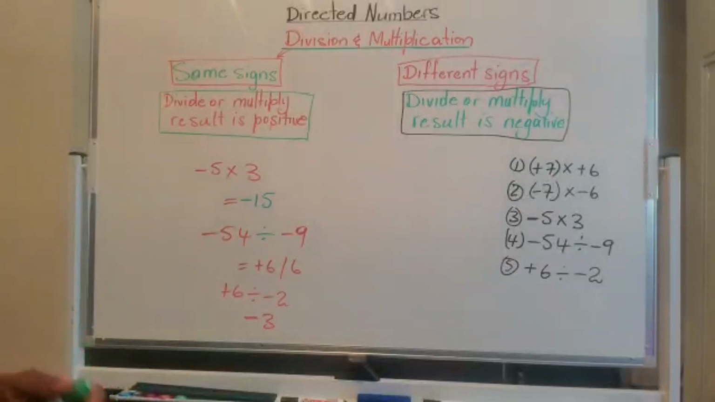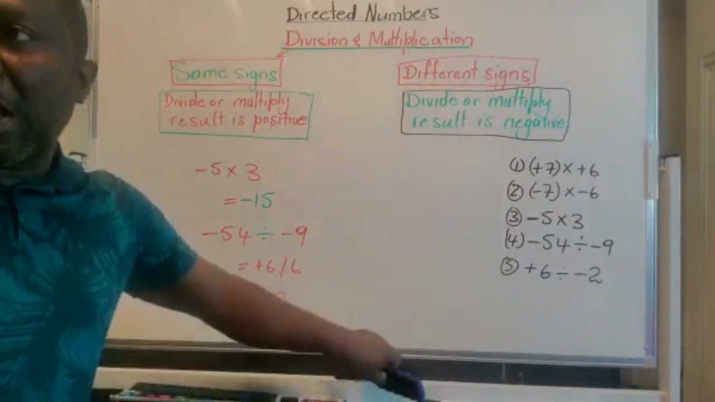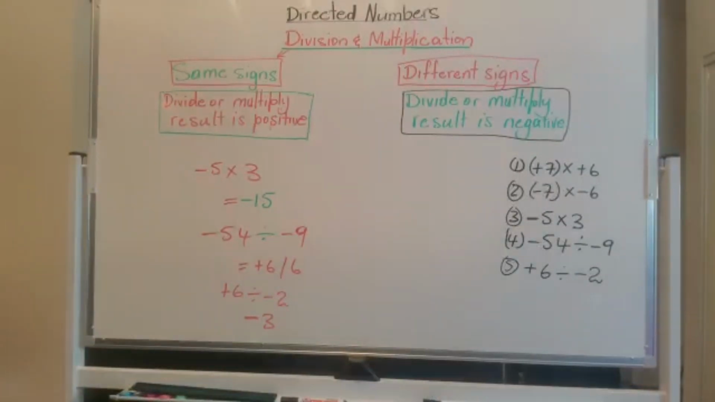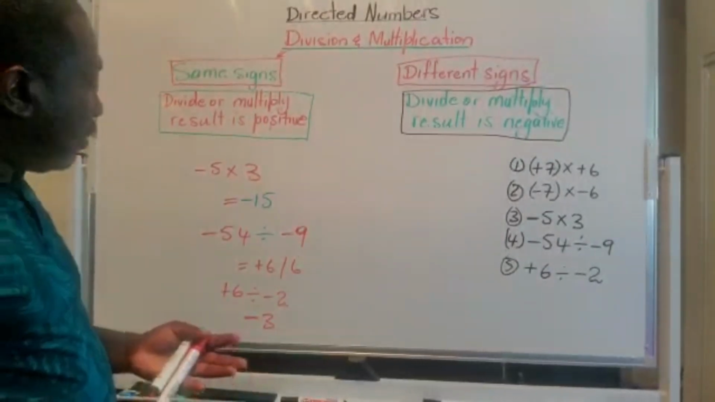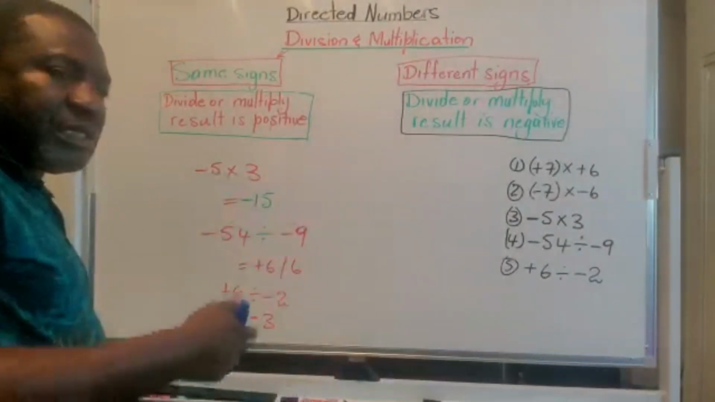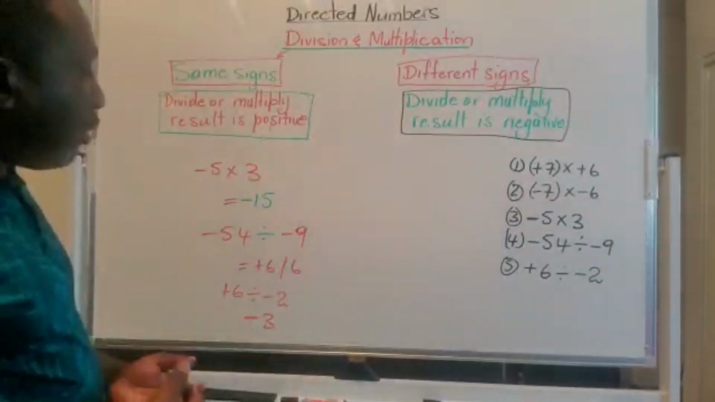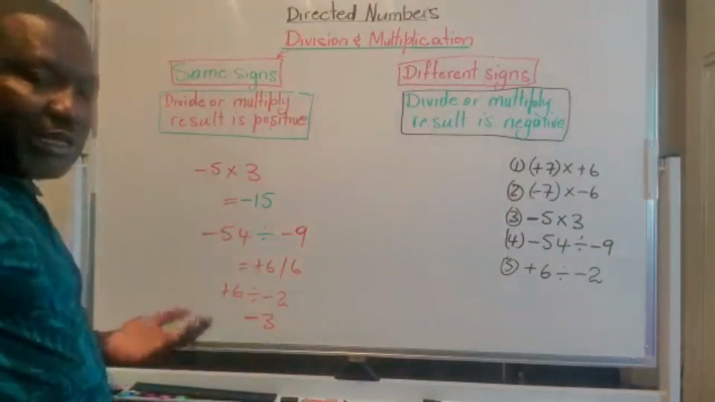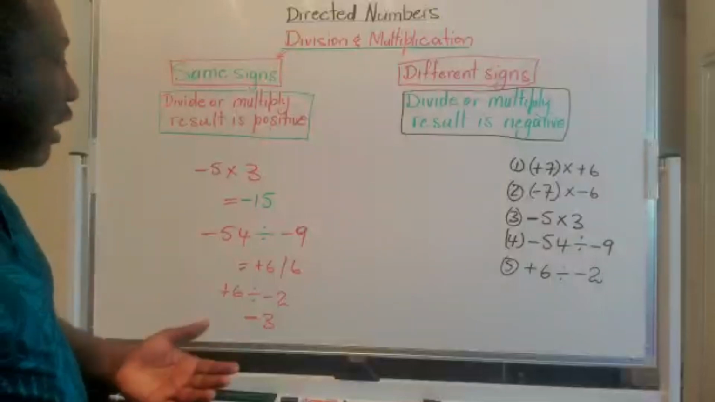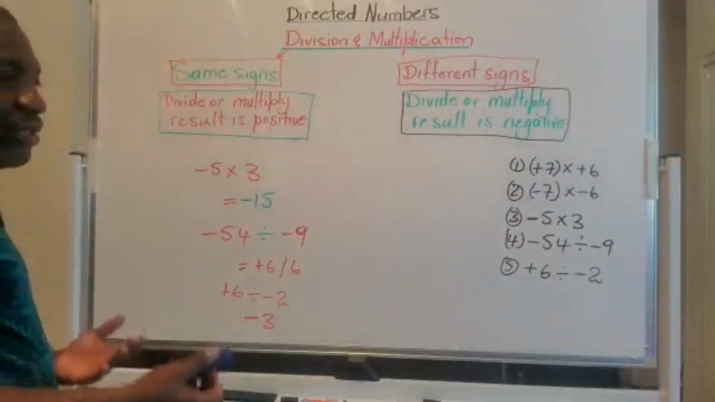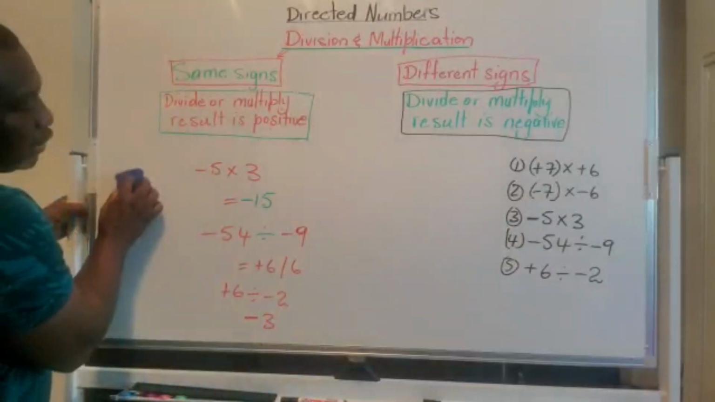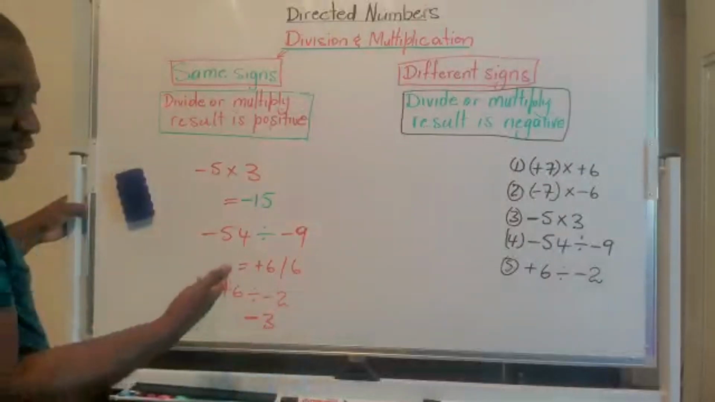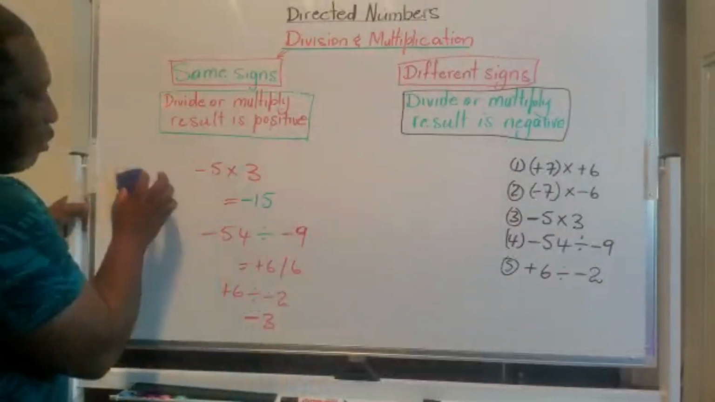Again, just to recap, when you multiply two same signs, the result is positive. When we divide two same signs, the result is also positive. When we multiply two opposites or two unlike signs, negative and positive, we're going to be getting a negative outcome. When we divide two unlike signs, our result is going to be a negative value as well. As we can see, as demonstrated in these problems, 5 problems so far.